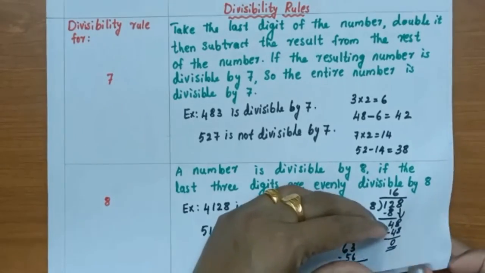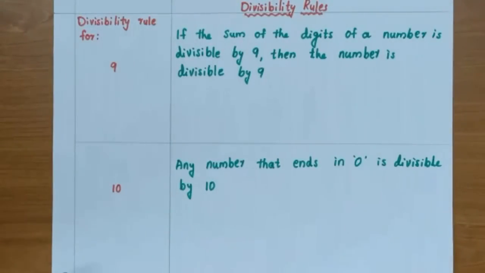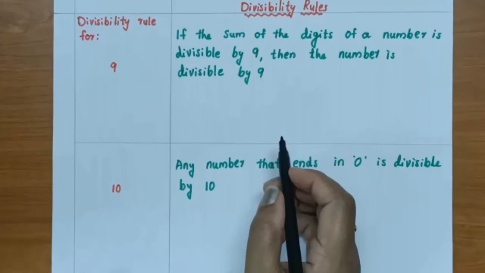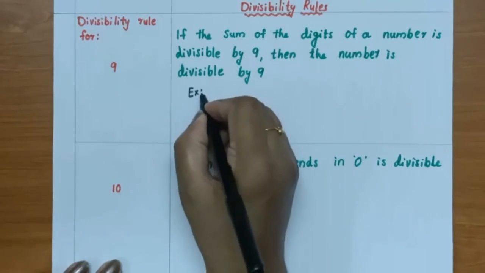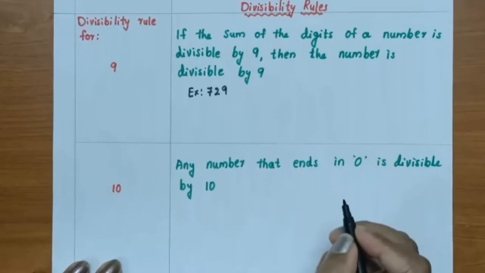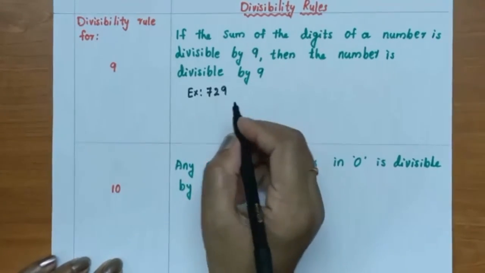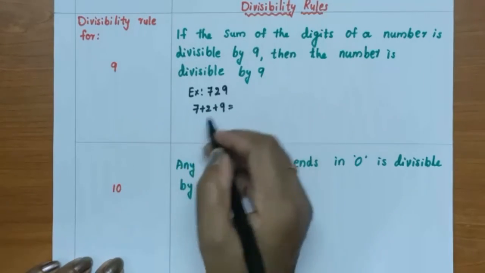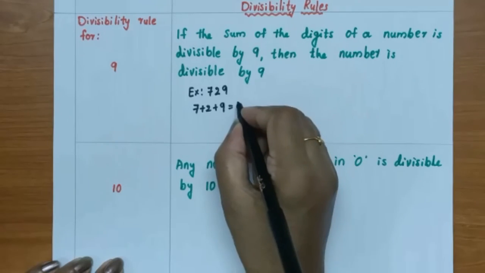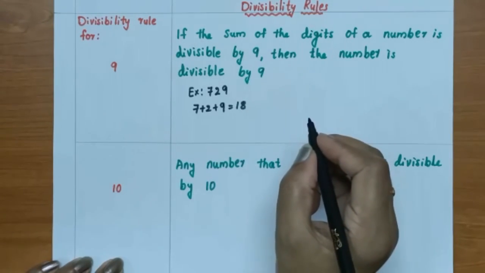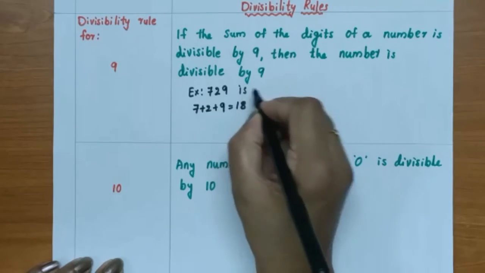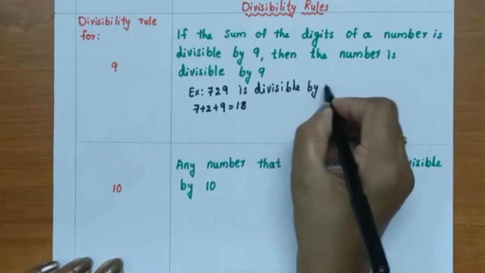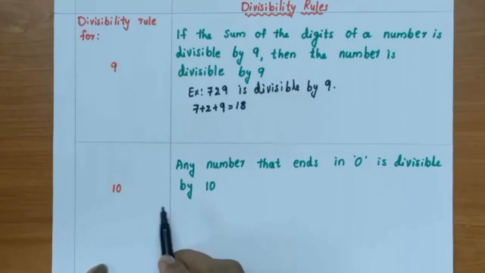Now, divisibility rule for 9. If the sum of the digits of a number is divisible by 9, then the number is divisible by 9. Example, 729. This is the same as the divisibility rule of 3. We can add the digits 7 plus 2 plus 9. 7 plus 2 is 9. 9 plus 9 will be 18. 18 is there in table 9. That means 729 is divisible by 9.